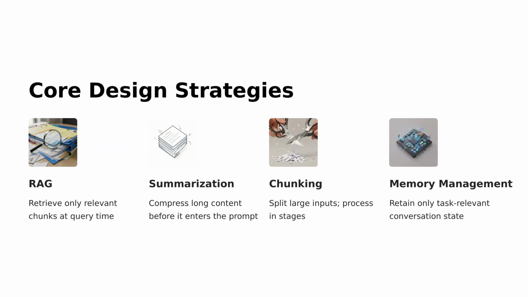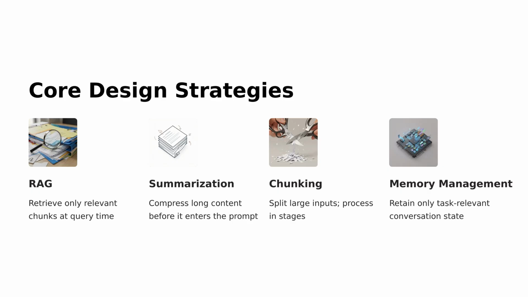Here are the core design strategies for working within context limits. With RAG, we retrieve only the most relevant chunks at query time instead of loading everything. Summarization helps compress long content before it goes into the prompt. Chunking breaks large inputs into smaller stages for processing.